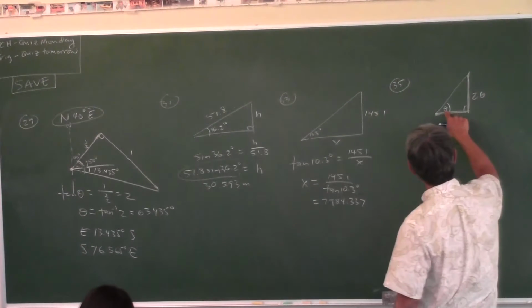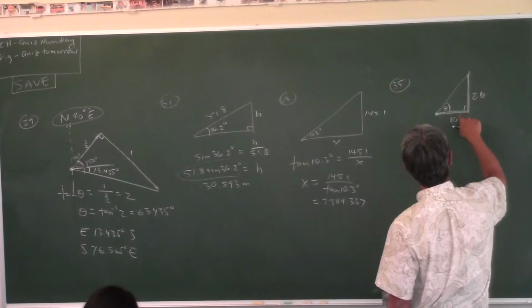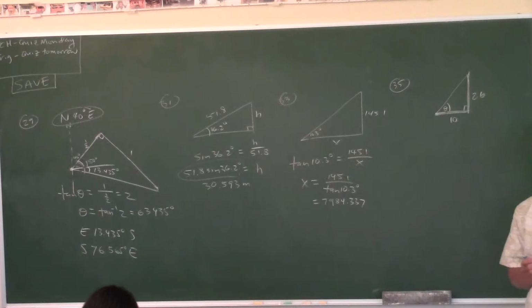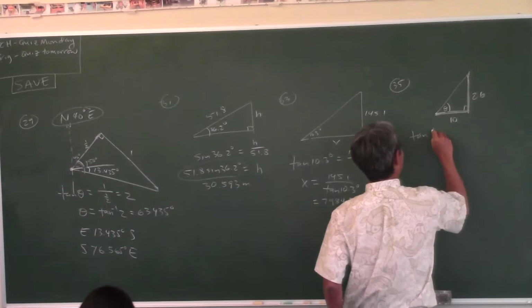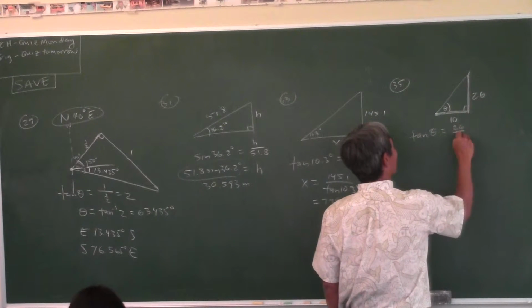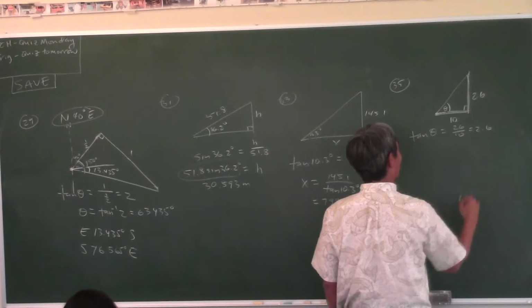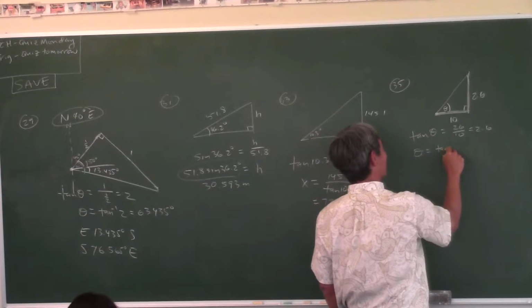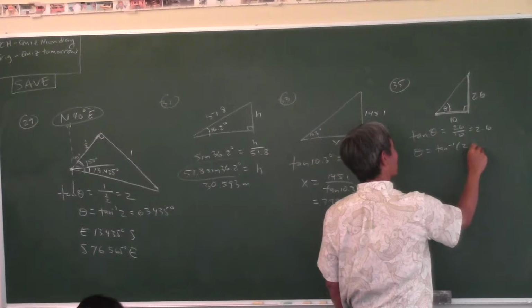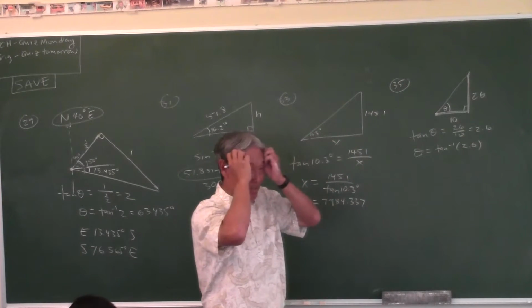Okay, so I'm trying to find this angle. This is the opposite side, this is the adjacent side. Which one has the opposite and adjacent in it? Tangent. Tangent of the angle is opposite over adjacent, which is, if you simplify it, 2.6. So how do you find that angle? Tan inverse 2.6.